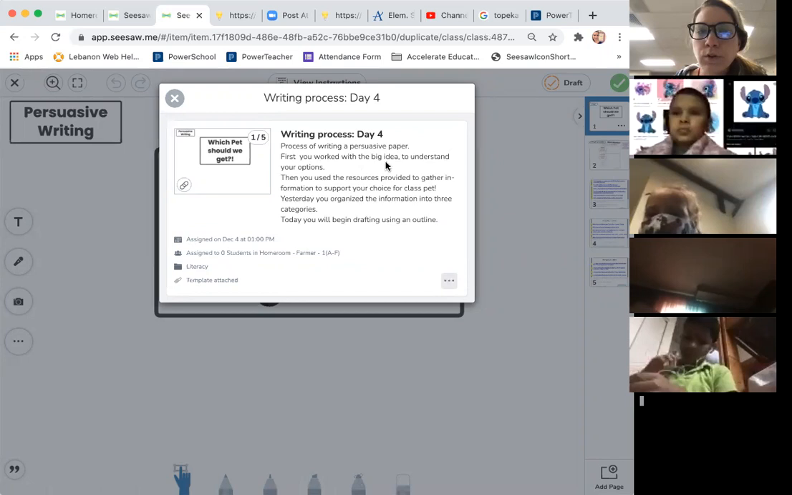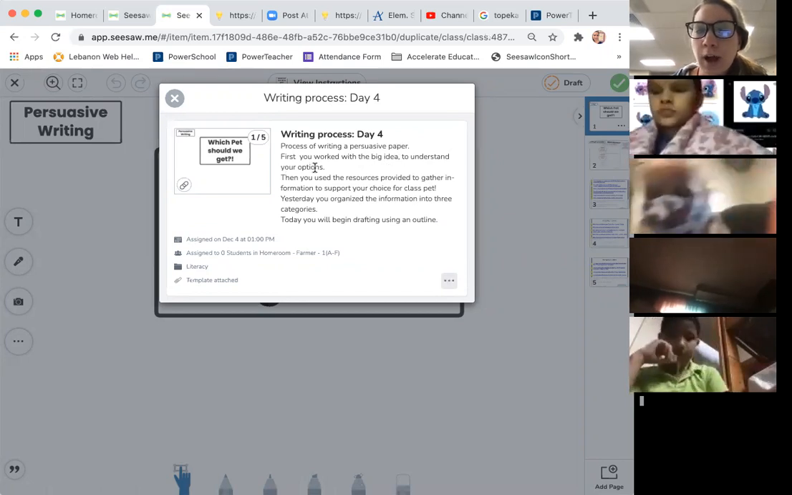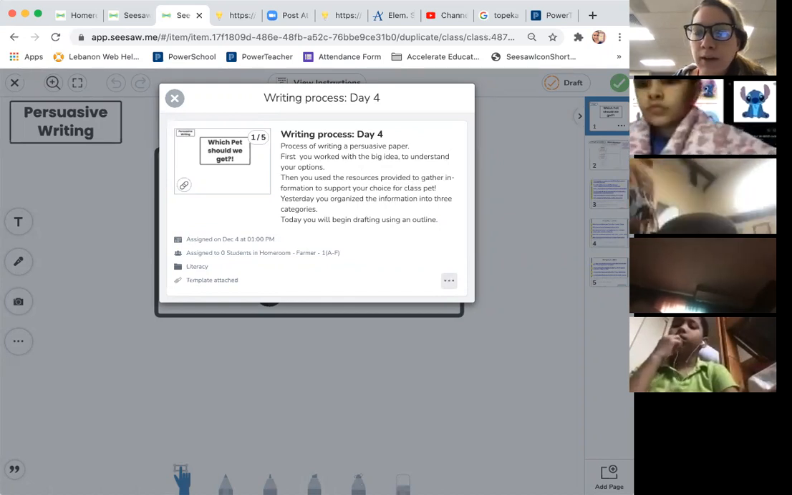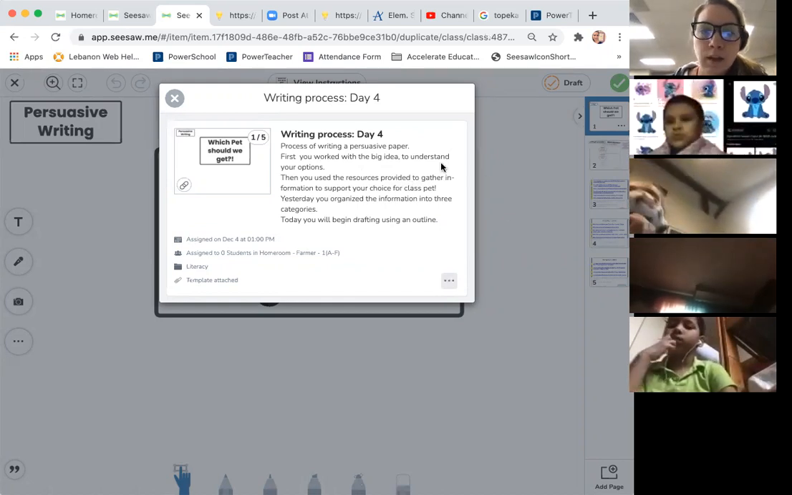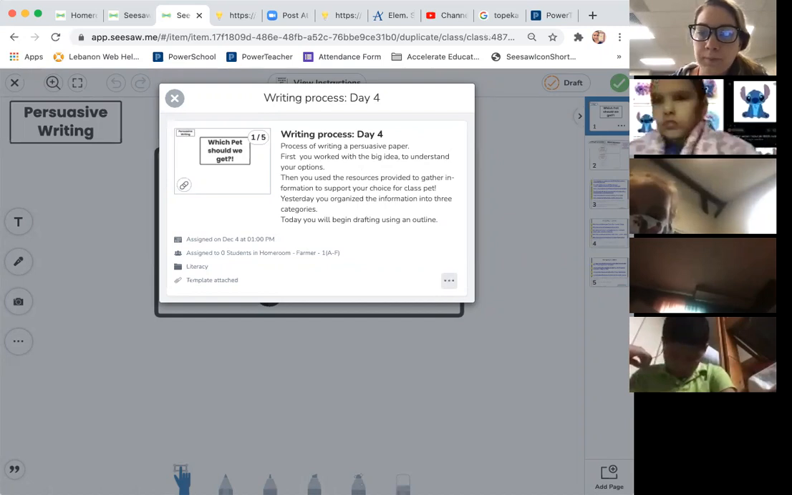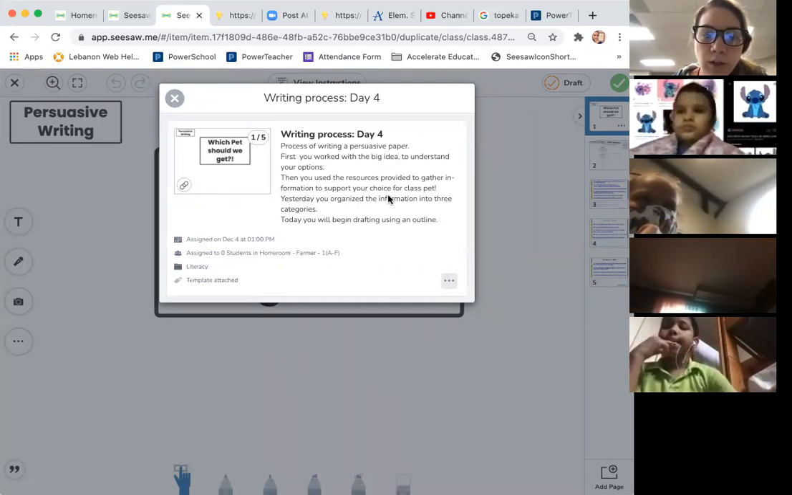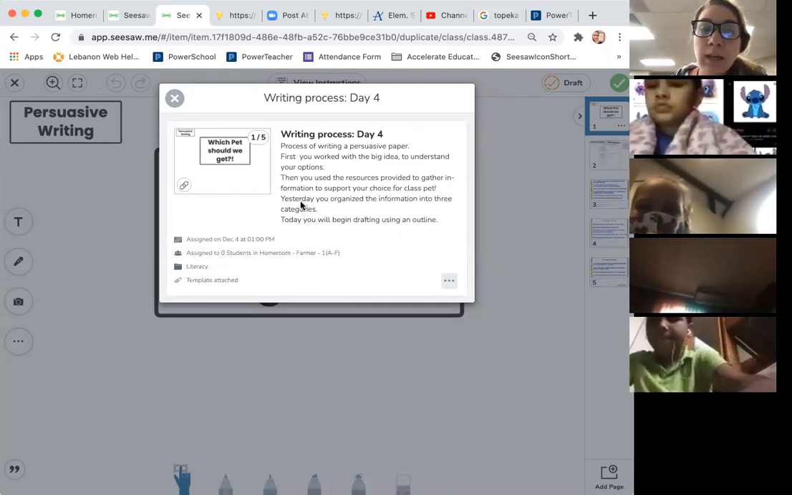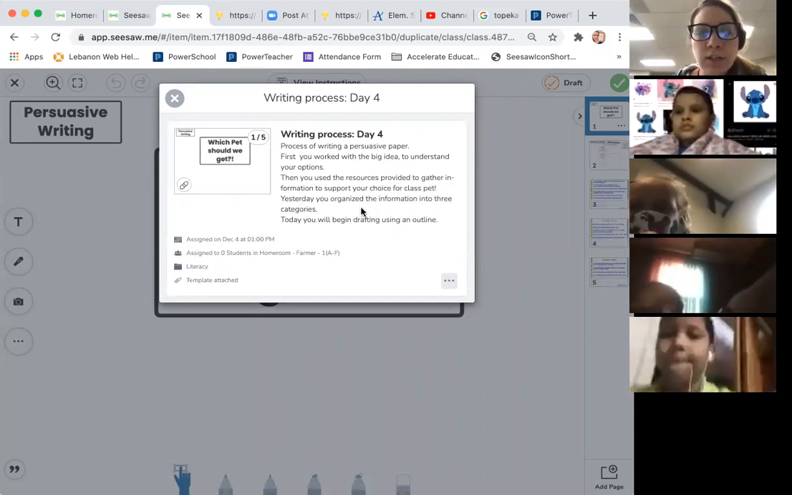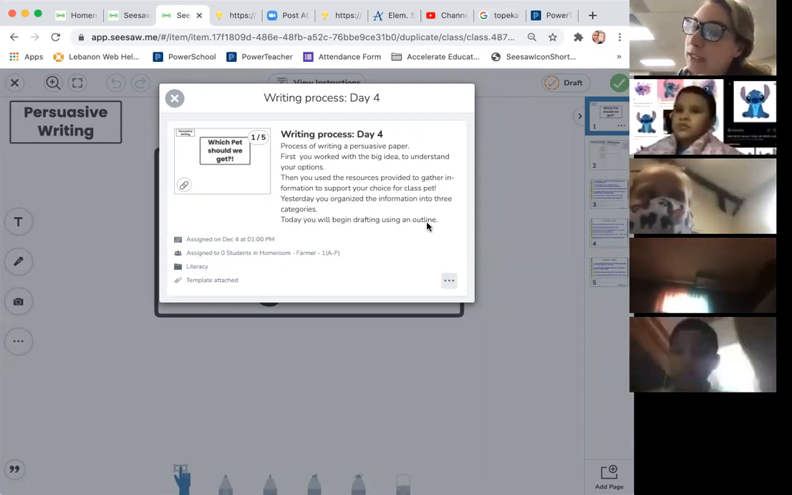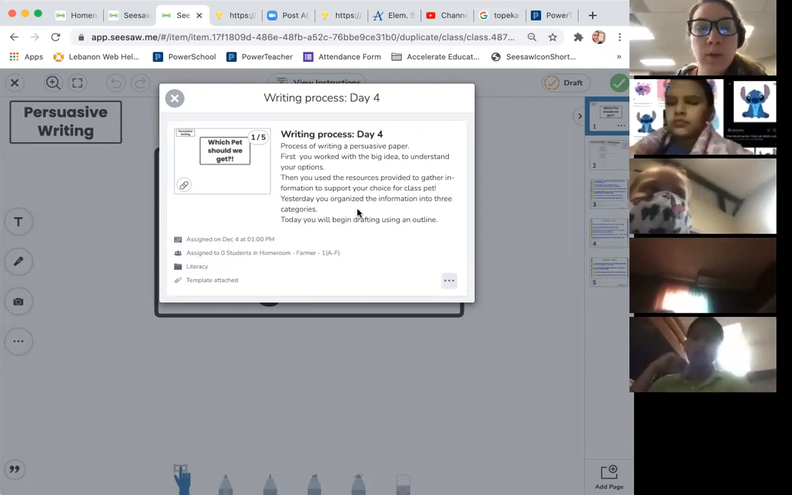First, you worked with the big idea to understand your options. Then you provided to gather better information to support your choice for the class pet. Yesterday, you organized that information into 3 different categories. Today, you will begin drafting using an outline, okay?